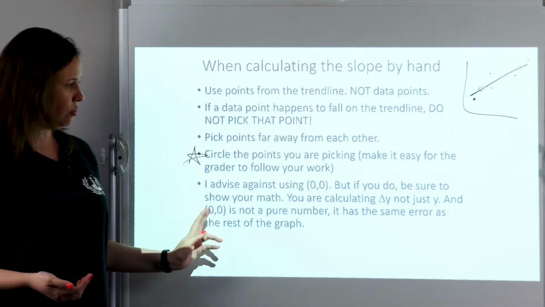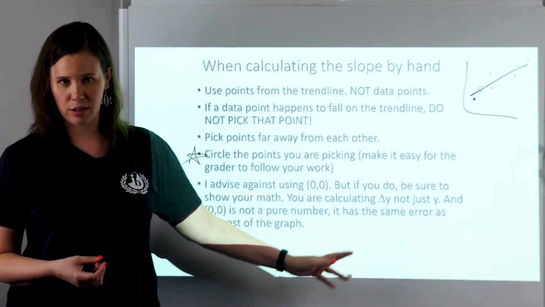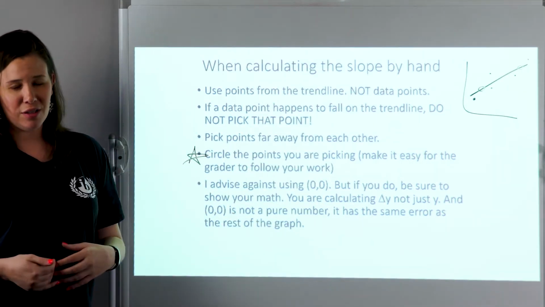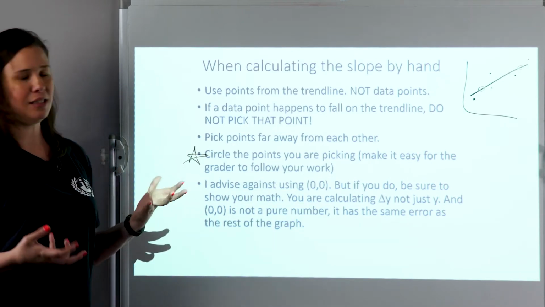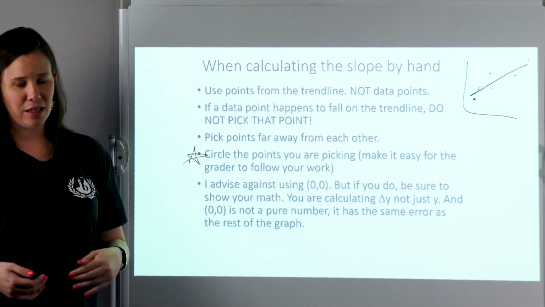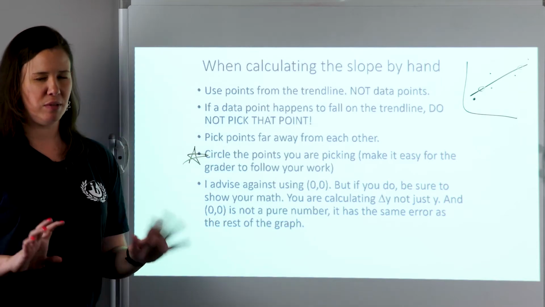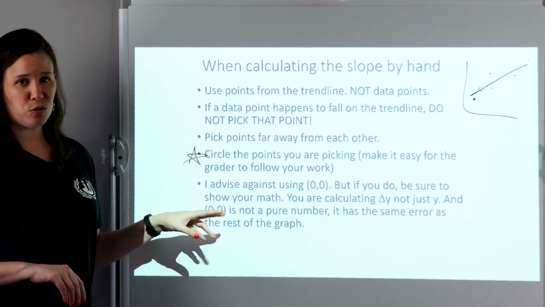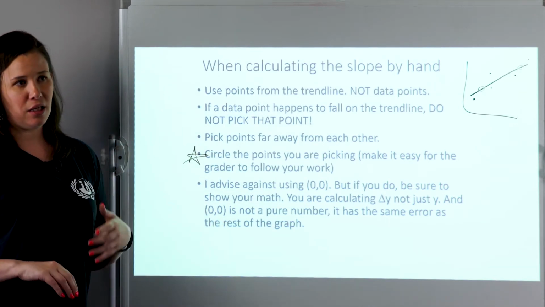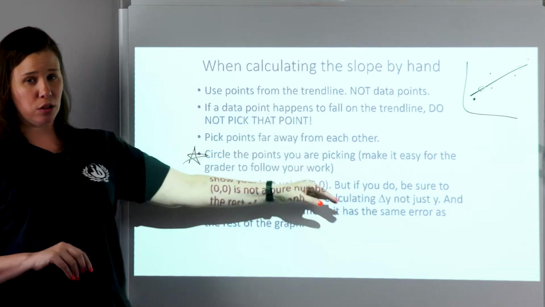So it's still going to affect the propagation of your uncertainty. The other thing, just from my perspective, is it's not really a data point. You didn't collect it. It's more of an inference. So it always makes me uncomfortable when you see 0, 0 as one of the points. But technically, IB will give you credit if you show your work.